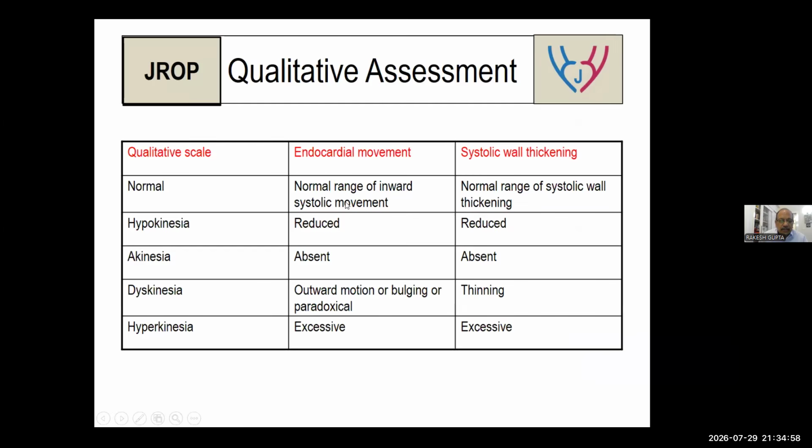So, normal, we have more than 50% of a contraction. This is an arbitrary figure. Nobody is able to say this figure till date. It is the relative perception of thickening of endocardium which we see. So what do we see? We see a reduced endocardial thickening in hypokinesia. There is no thickening in akinesia. The outward bulging present during every systole is dyskinesia, and hyperkinesia is excessive contraction.